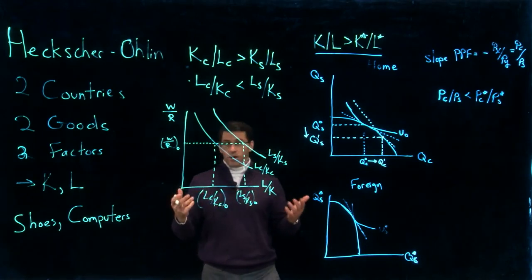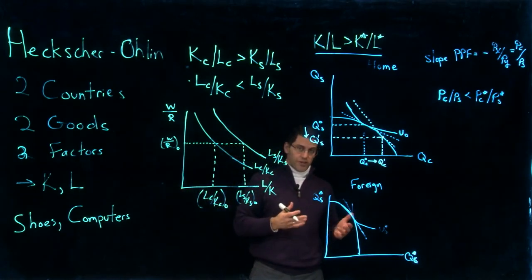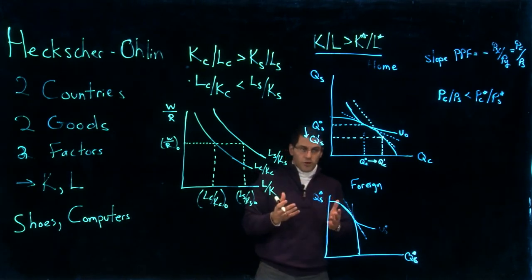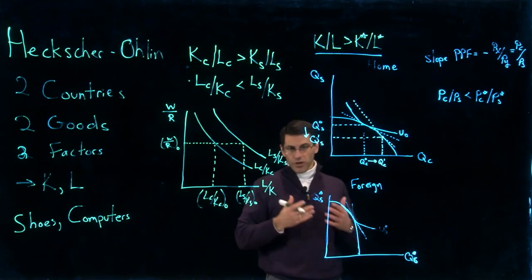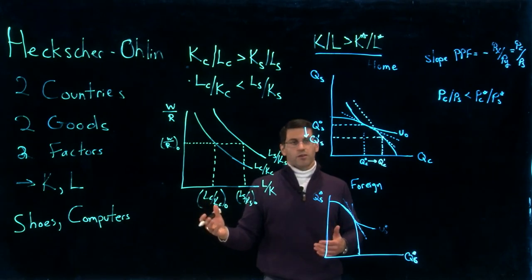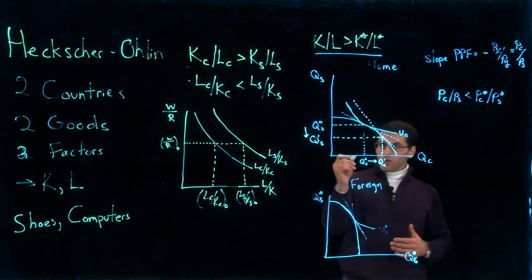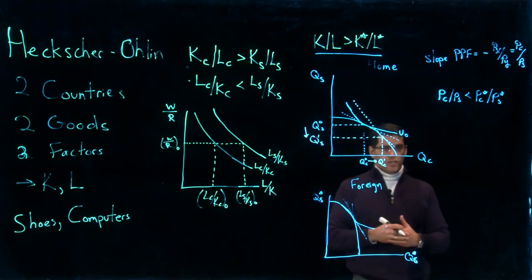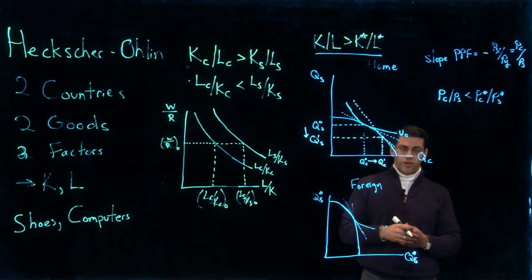Of course, unlike the Ricardian model, the specialization is not complete. Right? We don't move in the home country to producing computers and only computers and completely give up shoe production. We still continue to produce shoes. We just don't make as many of them as we did before opening up to trade.